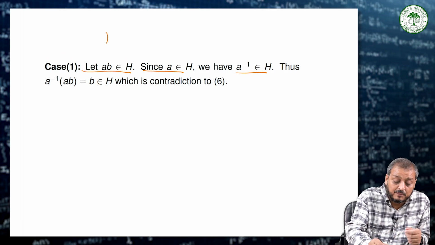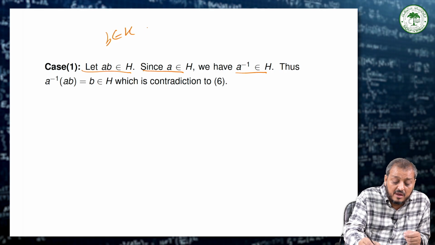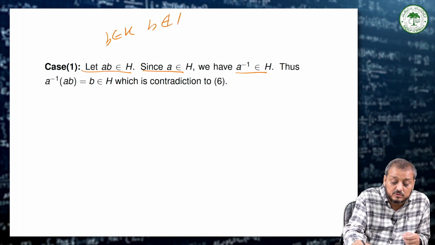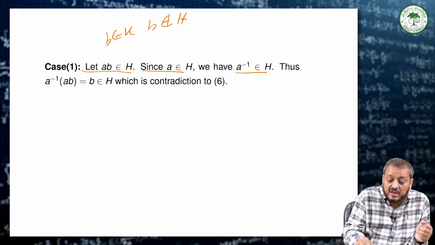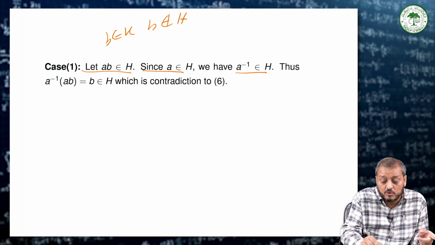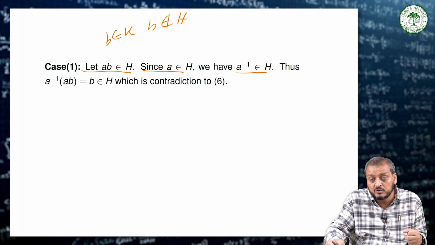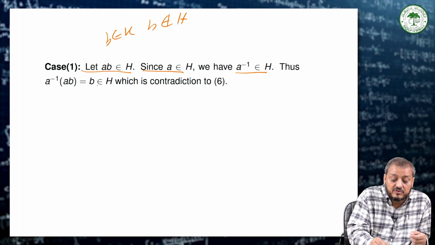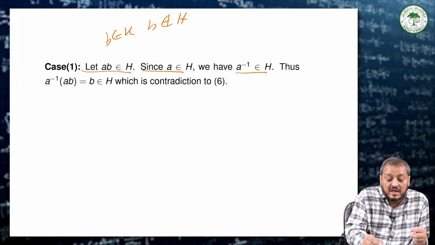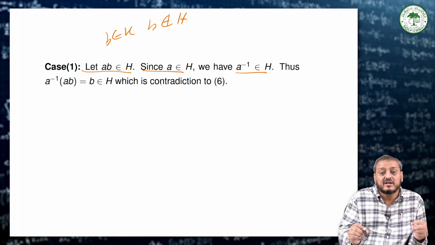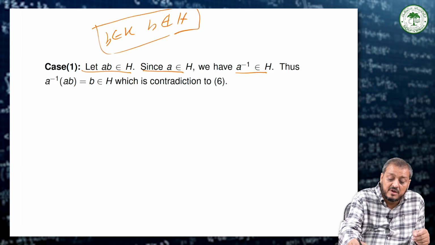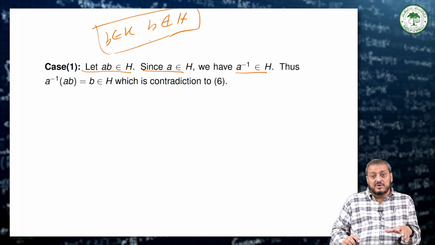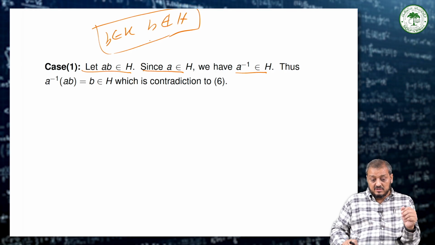Because we have said that B is an element of K and B does not belong to H. So that means if AB belongs to H, then A is an element of H, H is a subgroup, so A inverse also belongs to H, then A inverse AB is equal to B, then B is a member of H, which contradicts equation number 6, where equation number 6 is saying that if B is an element of K, then B does not belong to H.